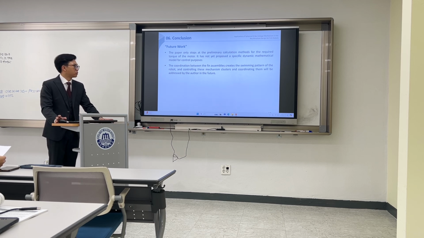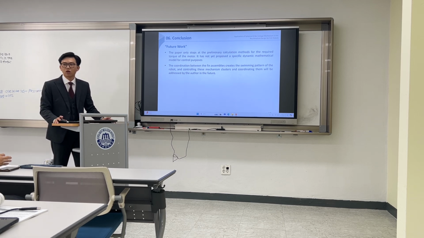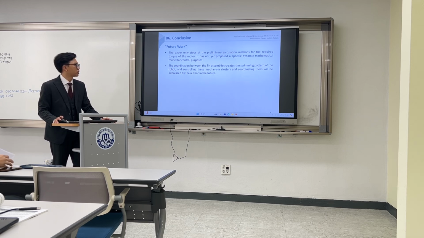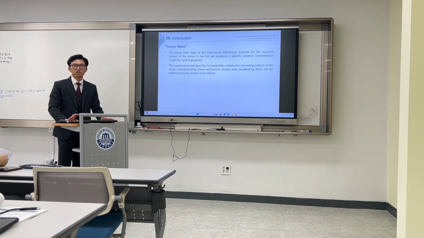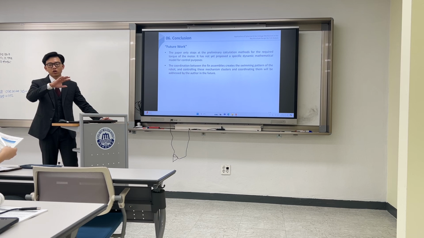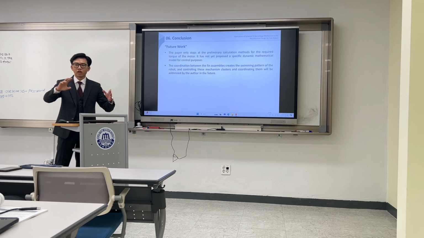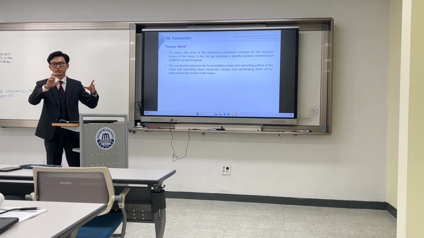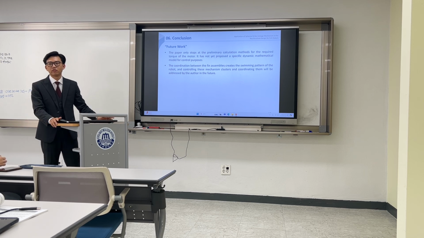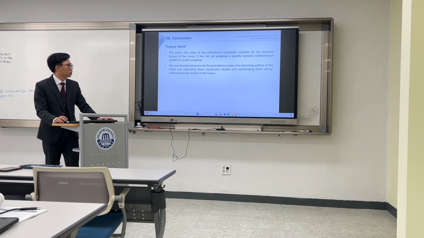So in the future, the paper has not yet covered a preliminary calculation method for the required torque of the motor. It has not yet proposed a specific dynamic mathematical model for control purposes, because we only got as far as building a controller to control the fin on the surface. We still have not put the mechanism into the sea. So it will become future work. And the coordination between the fin assembly, the swimming pattern of the robot, and controlling this mechanism, the rotor, and coordinating them will be addressed by the authors in the future.